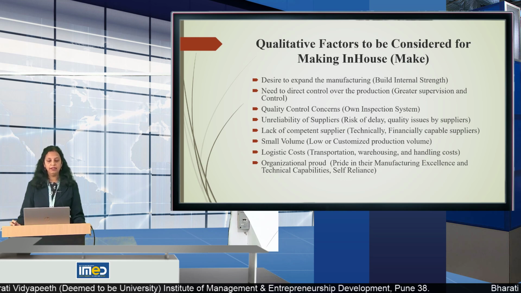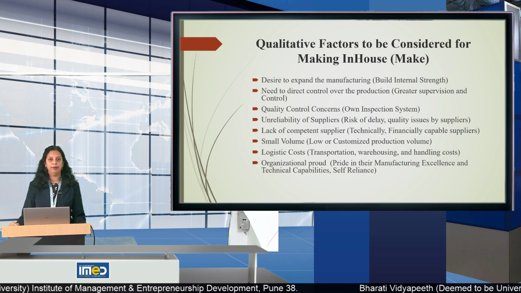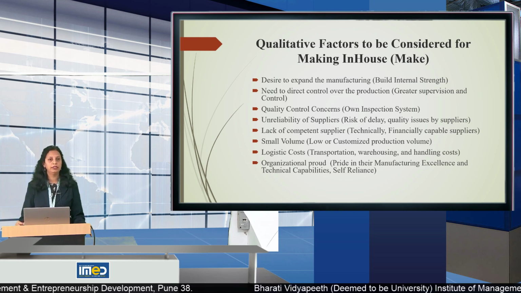Then unreliability of supplier, like risk in delay of delivery, quality issues by supplier. When you outsource, you are depending on the supplier. So, you have to face some situations like he may delay the delivery, he may deliver the goods of poor quality. So, you have to face the problems because you have to deliver your final product to the customer on time and with quality.